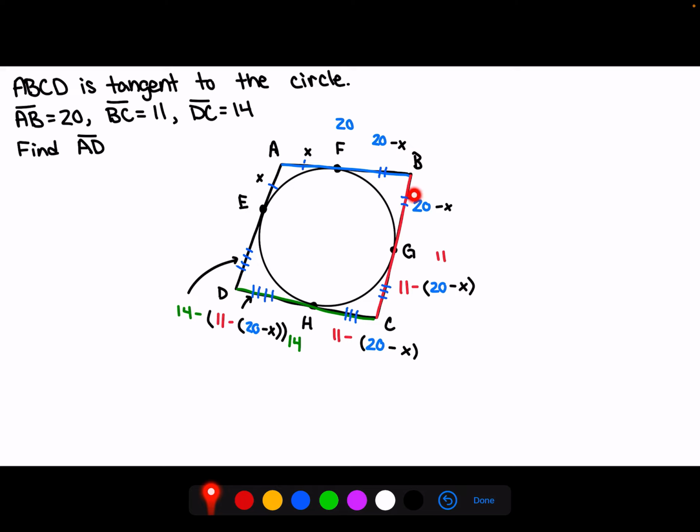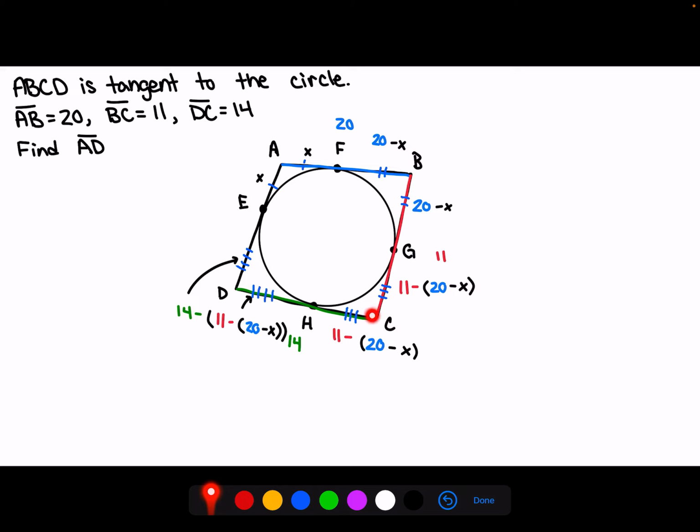Now, if BG is 20 minus X, and CB, the whole thing, is 11, then I can find CG by doing the whole thing, 11, minus BG, which is 20 minus X. So therefore, both CG and CH are 11 minus (20 minus X).